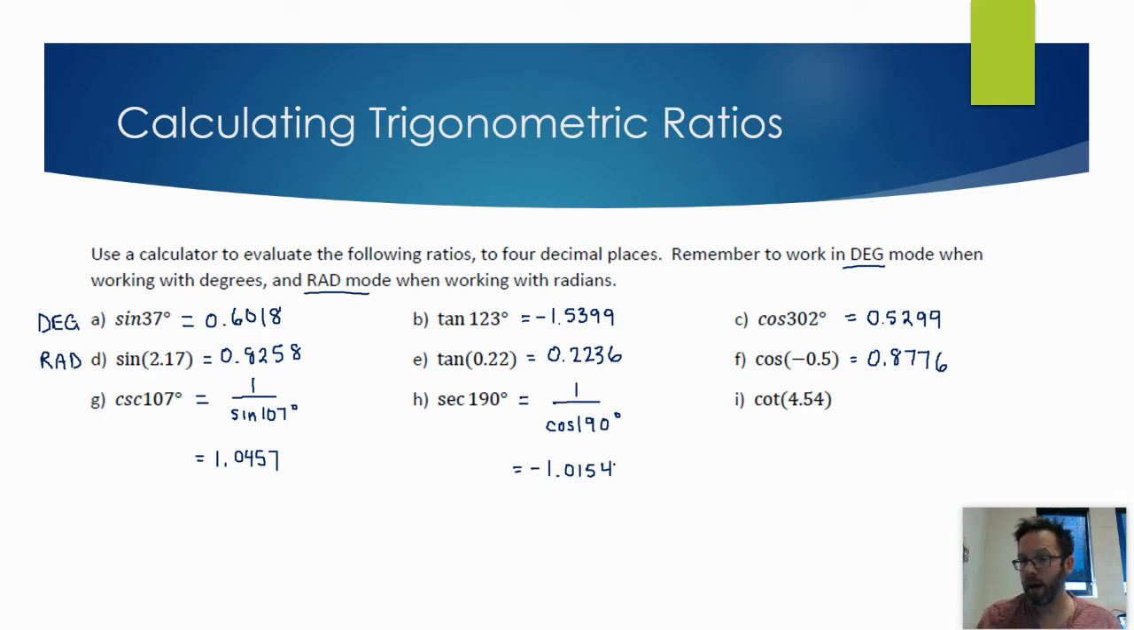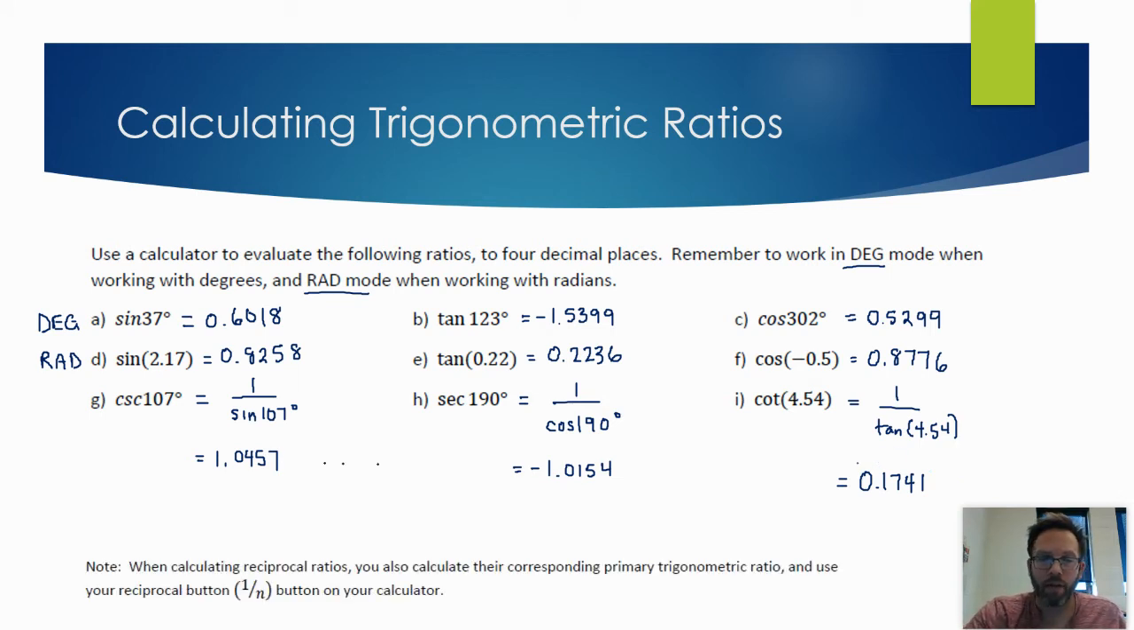Now I can see that I is working in radians, so I'm going to switch my calculator to radians mode, and then I can try I. We know that cotangent 4.54 is equal to the reciprocal of the tangent of 4.54 radians. I got about 0.1741. Okay, just getting comfortable evaluating reciprocal ratios, switching back and forth between degrees and radians. All right, let's continue. I think I've got 3 more.